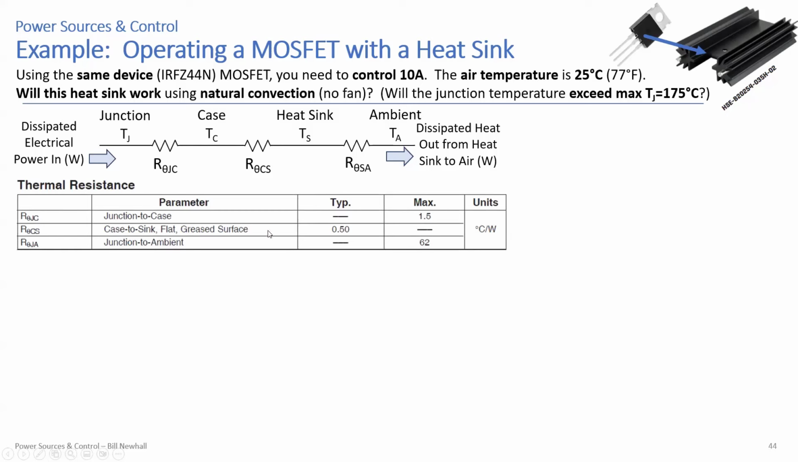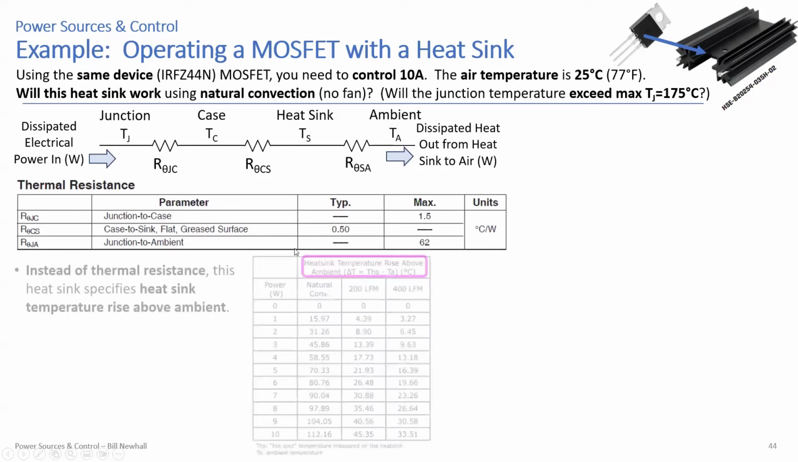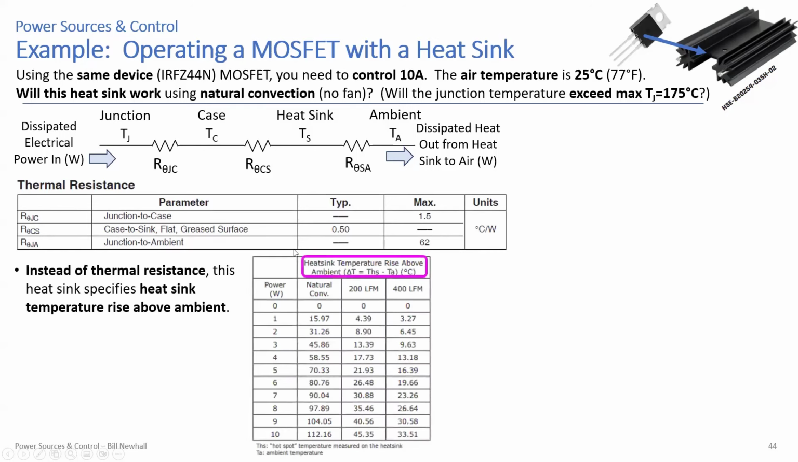These are the same thermal resistances that we used on the last slide. But let's look at some heat sink data. This is out of this particular heat sink's data sheet. What this manufacturer specifies, instead of thermal resistance, is heat sink temperature rise above ambient for different power dissipation values, right?